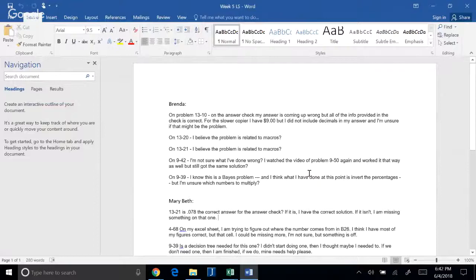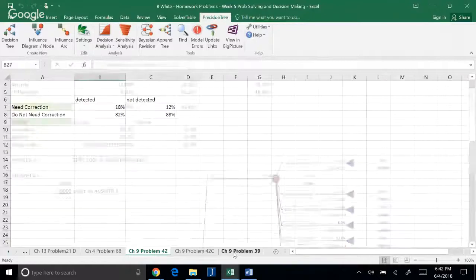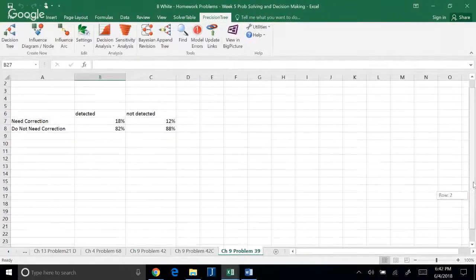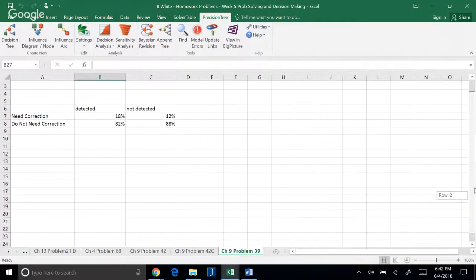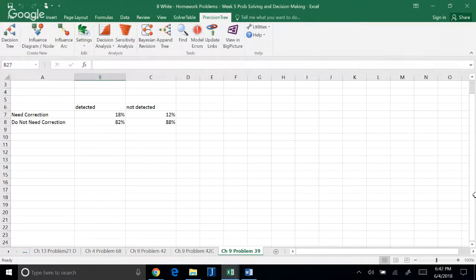All right, 939, it's Bayes' problem. I'm not sure which numbers to multiply. All right, so let's look at 939. Let me grab my textbook and make sure that I start with the correct percentages that you are all using. And what I will do here is I will get you through flipping the inverses. You know that you're working with the correct numbers.